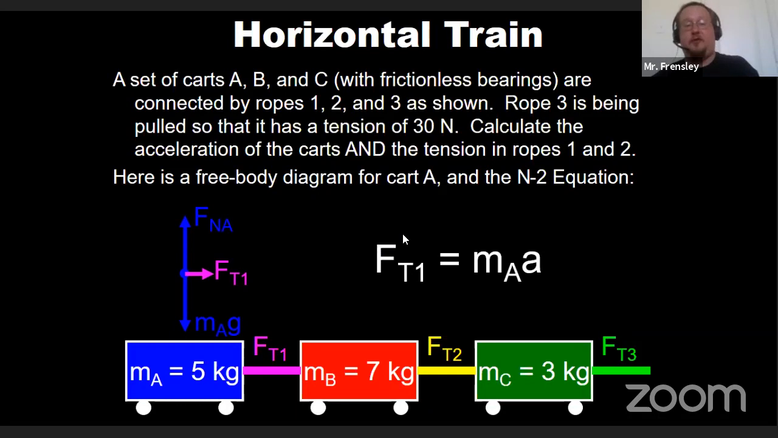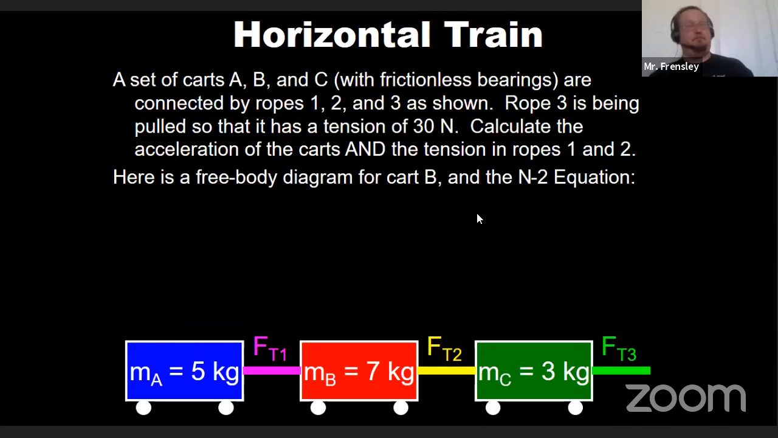There's no leftward force on car A, so force tension 1 equals ma. This is a true equation, but there's a problem with it. I don't know the number for force tension 1, and I don't know the number for acceleration. You have an equation with 2 unknowns. That's something you can't get numbers for. You can't solve it, right?